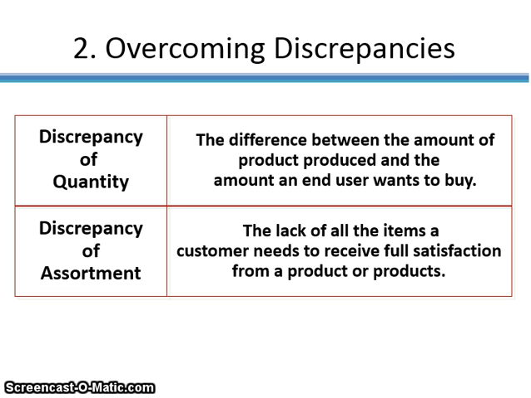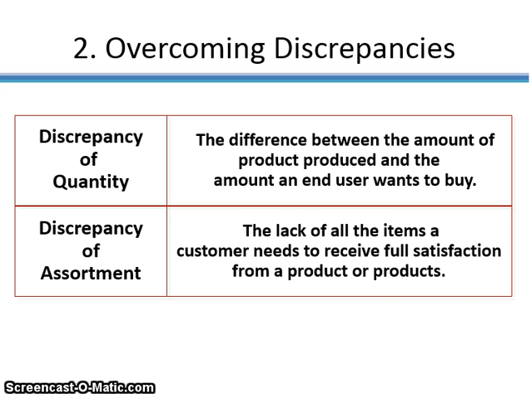The second very important function that channel intermediaries perform for producers is called overcoming discrepancies. There are 4 types of discrepancy. The first one is discrepancy of quantity, which means there's always a difference between the amount that is produced by the company and the amount an end user wants to buy. A retailer helps bridge that discrepancy.